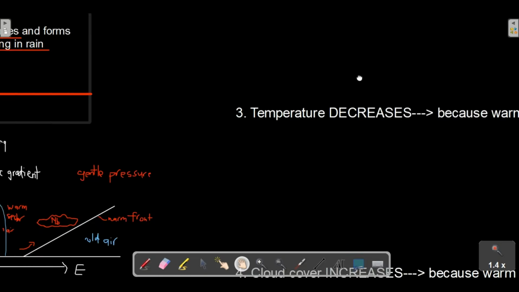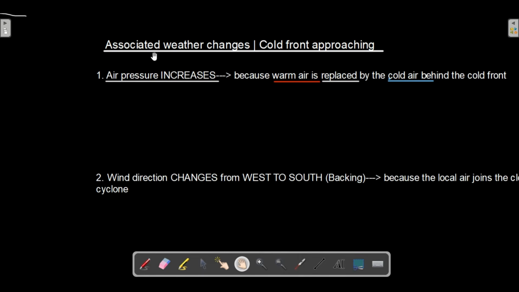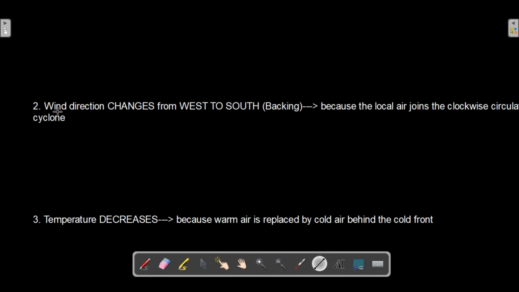Okay, so that's one weather change, guys. You should be able to understand it. Don't just know these, understand them. The second thing that happens is that wind direction changes, from west to south, or they can say from the northwest to the southwest. We call this backing.